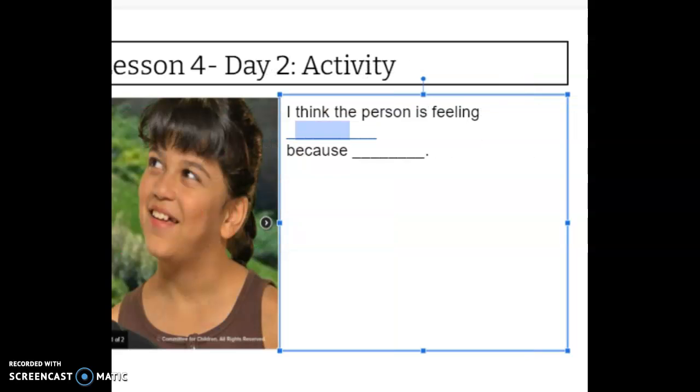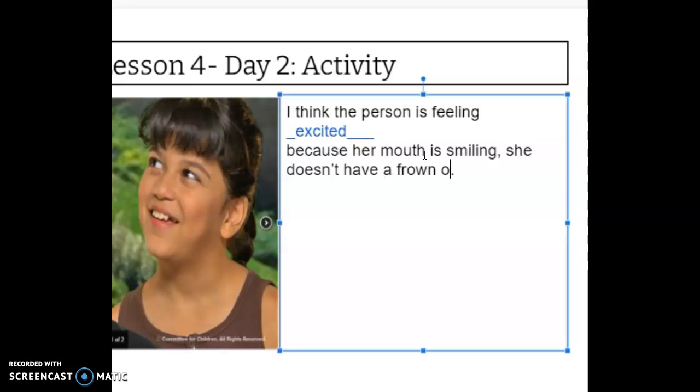I remember that one of the words I used to show her feelings was excited. And the reason was that I saw that she was smiling, right? So her mouth is smiling, and she doesn't have a frown on her forehead. Sorry, forehead.